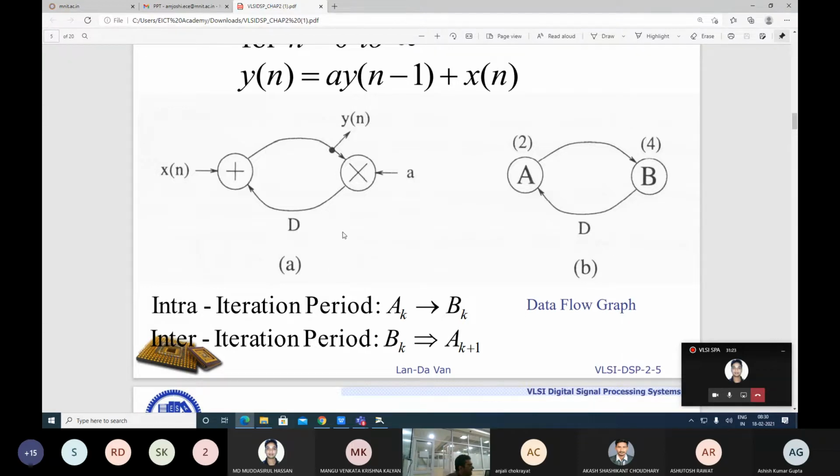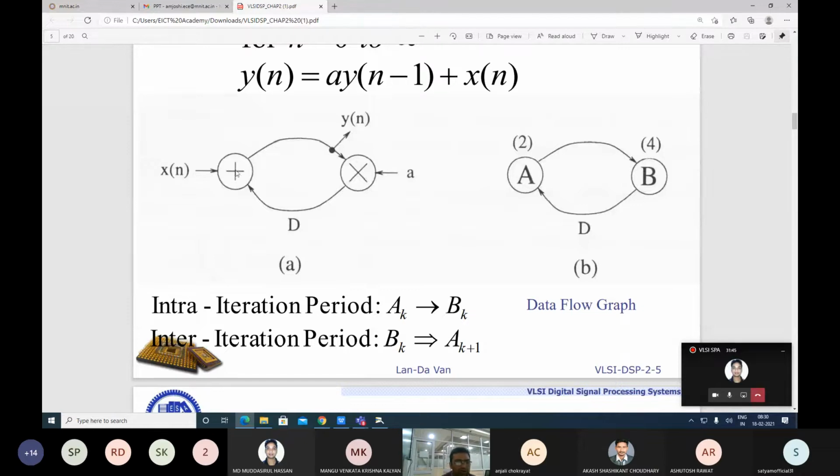Over here, if you observe, there are two nodes and two edges which show the relation among the two nodes. One edge goes from the adder to the multiplier, where y(n) is defined. Another edge goes from the multiplier to the adder.